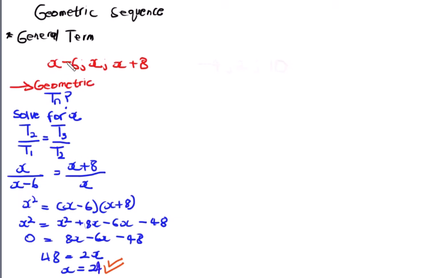If x is equal to 24, what sequence are we going to have? The first term will be 24 minus 6, which gives 18. The second term will just be 24, and the third term will be 24 plus 8, which gives 32. Okay, so we have this.